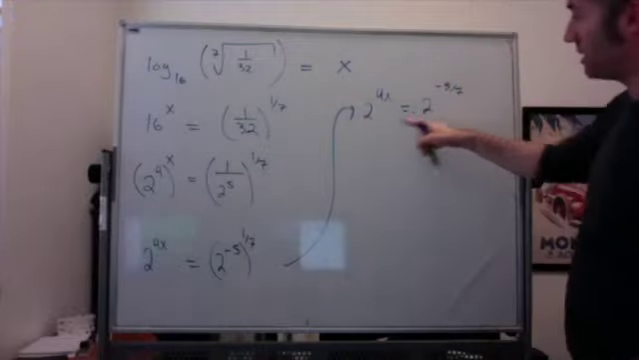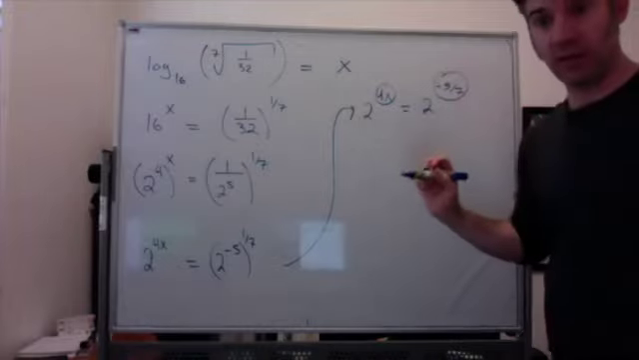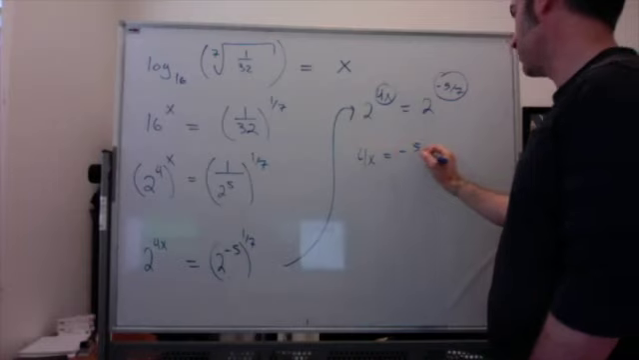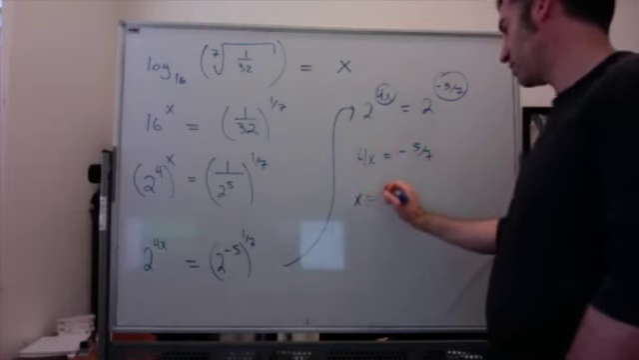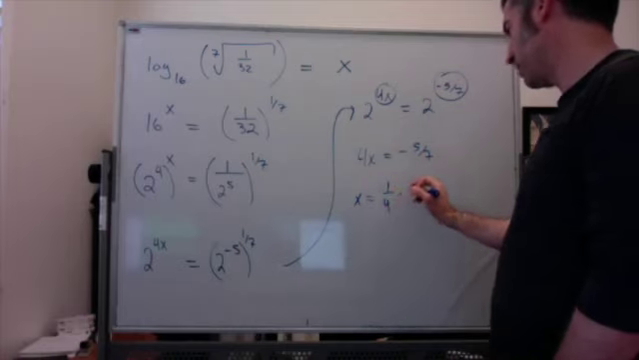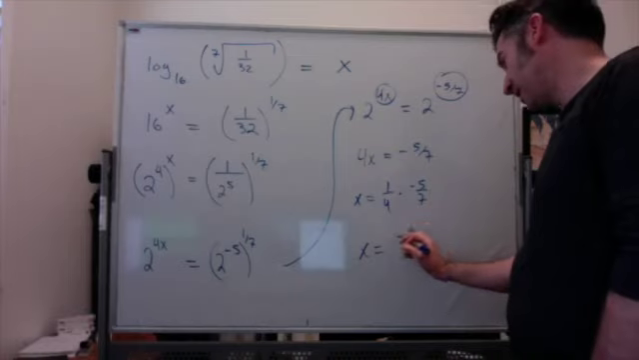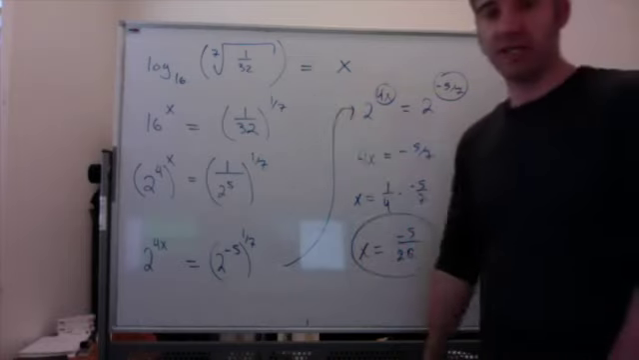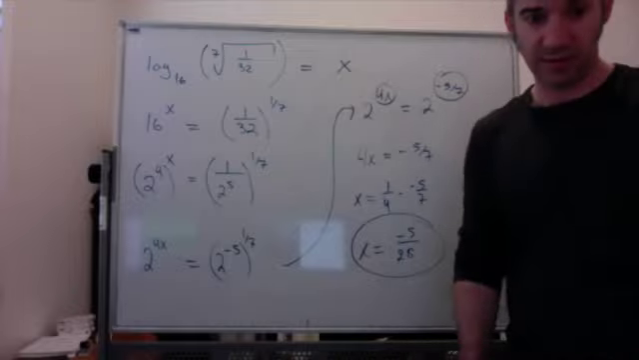And now that the bases are the same, we can say that the exponents have to equal each other. So 4x equals negative 5/7. Then multiplying both sides by 1/4, x equals 1/4 times negative 5/7. So x is negative 5 over 28. So that's what log base 16 of the 7th root of 1 over 32 is: negative 5 over 28. Interesting.